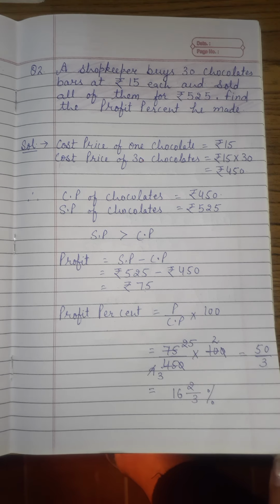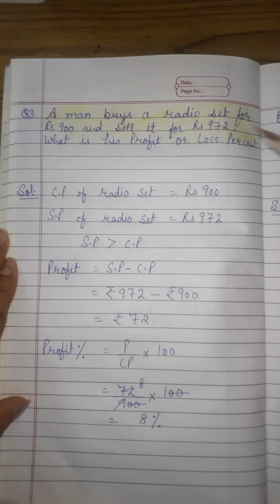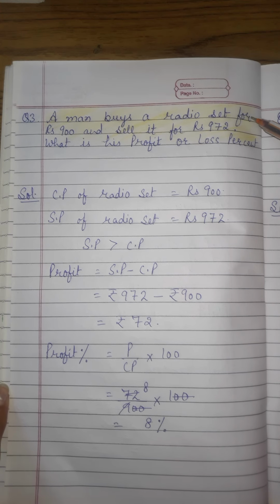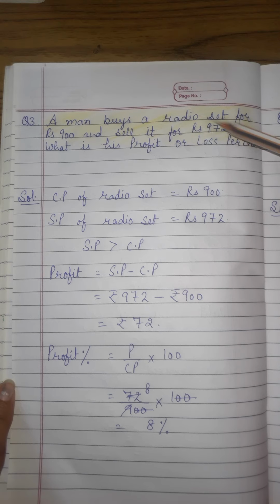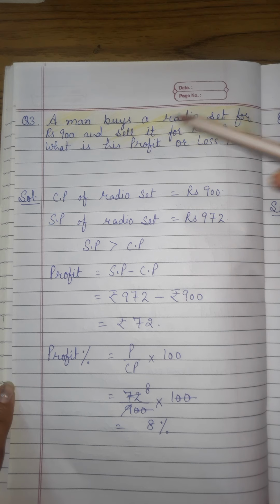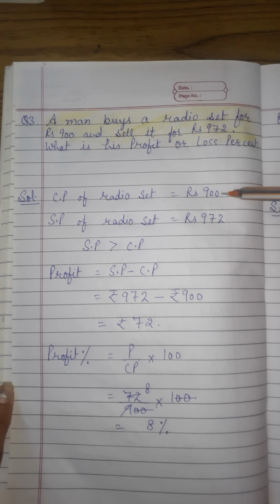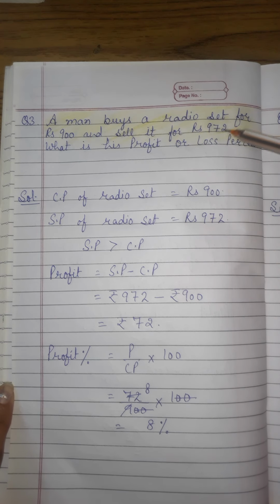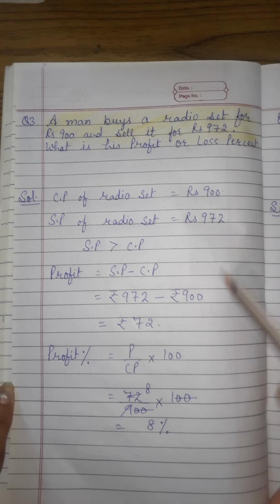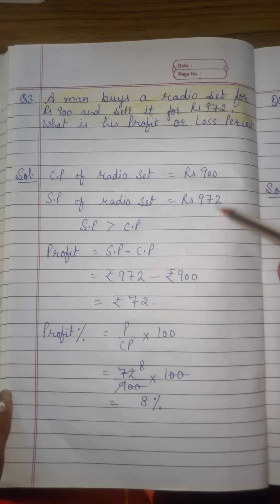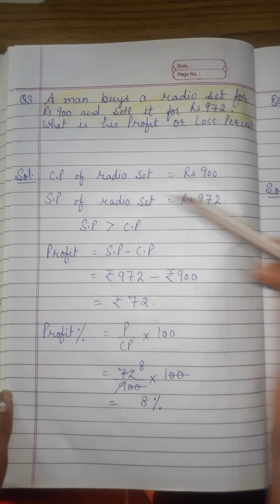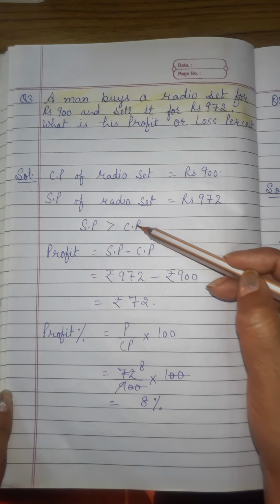Now the third question. A man buys a radio set for rupees 900 and sells it for rupees 972. The man buys a radio set for rupees 900. It means the cost price of the radio set is rupees 900, and he sells it for rupees 972, so its selling price is rupees 972. Again check which price is more. Again the selling price is more. Selling price is greater than cost price.